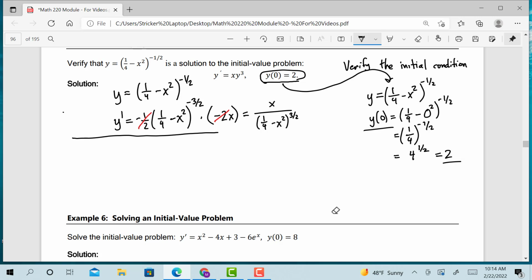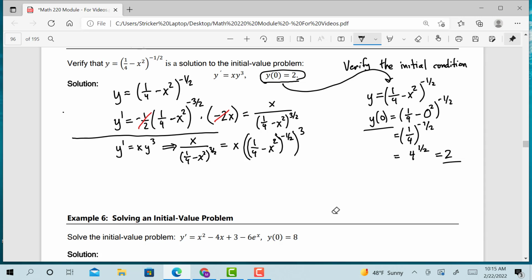So we have our differential equation, y prime equals x times y cubed, and we'll plug in what we know. We know that y prime is equal to x over 1/4 minus x squared to the 3/2. And that should be equal to x times y cubed. So y cubed is what y is equal to, right? So y is 1/4 minus x squared to the negative 1/2, and we're going to cube that.